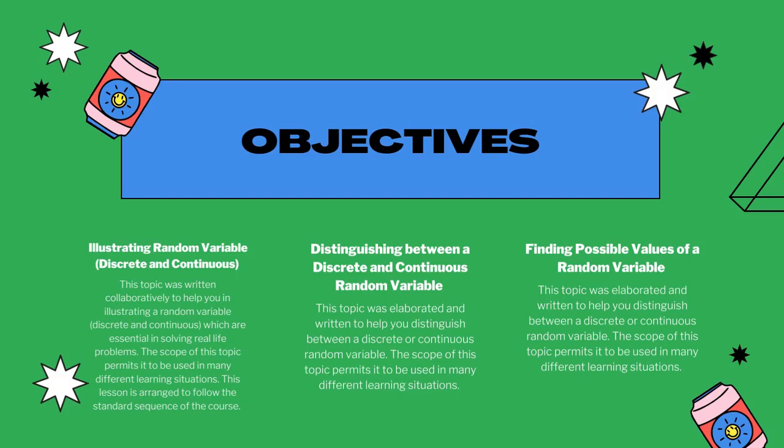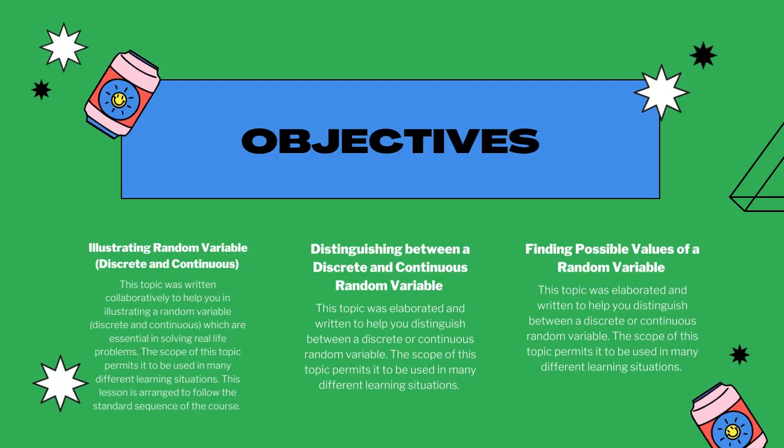Distinguishing between a discrete and a continuous random variable. This topic was elaborated and written to help you distinguish between a discrete and a continuous random variable. The scope of this topic permits it to be used in many different learning situations. After going through this topic, we are expected to distinguish random variables as discrete or continuous.